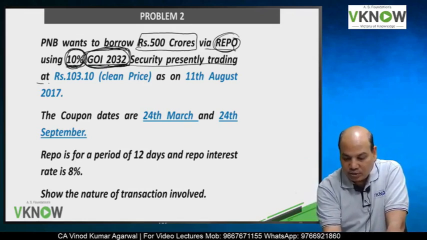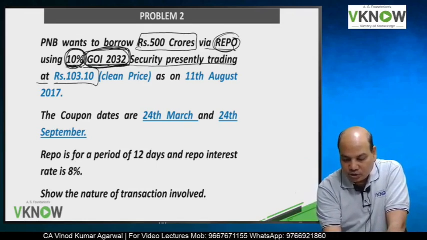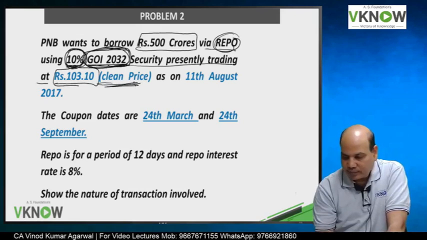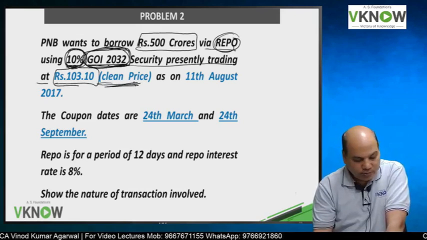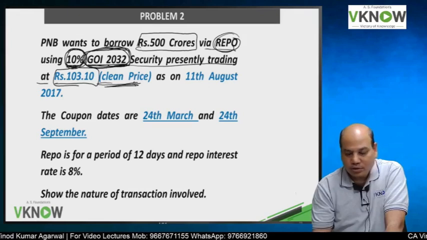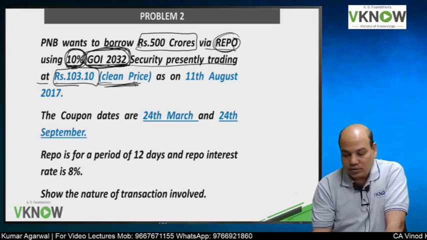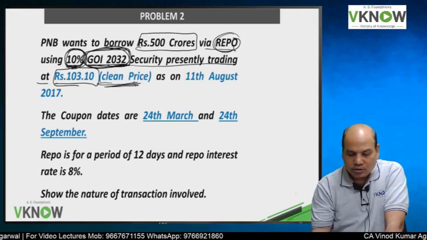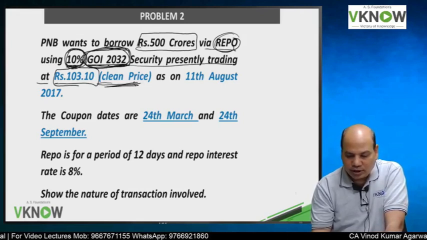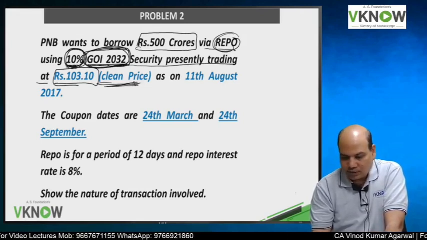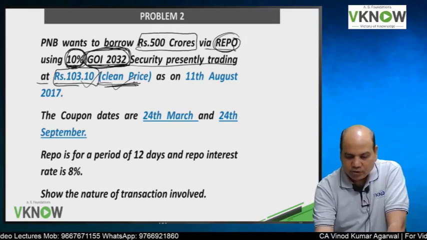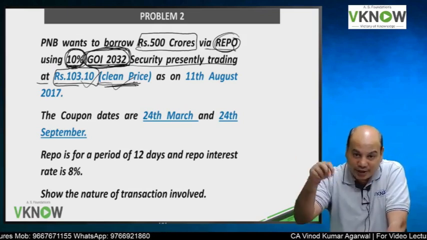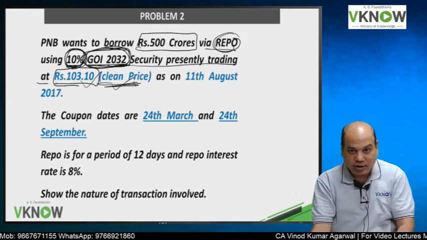Presently trading at rupees 103.10 clean price. Write down here clean price. Now in your book clean price is not written. Then the student will ask what we should assume. So in India, the government bonds are traded at clean price. The price quoted is clean price, but of course the buyer will also have to pay accrued interest till that date. Is it right?